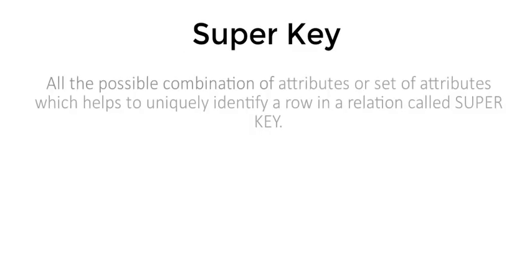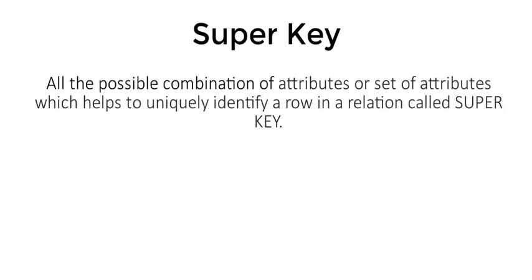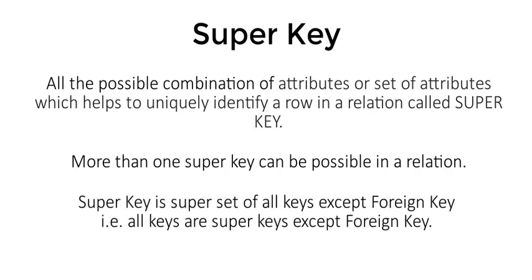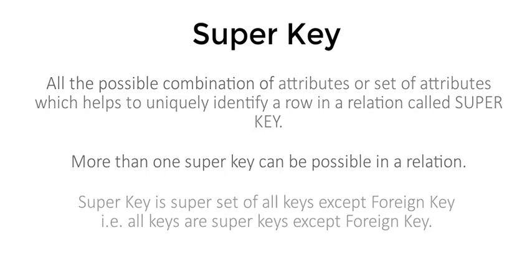Super key. All the possible combinations of attributes or sets of attributes which help to uniquely identify a row in a relation are called super keys. More than one super key can be possible in a relation. Super key is a superset of all keys except foreign key. That is, all keys are super keys except foreign keys.